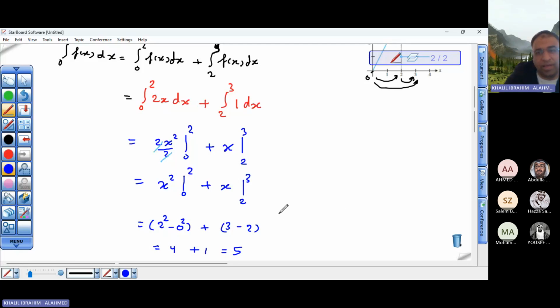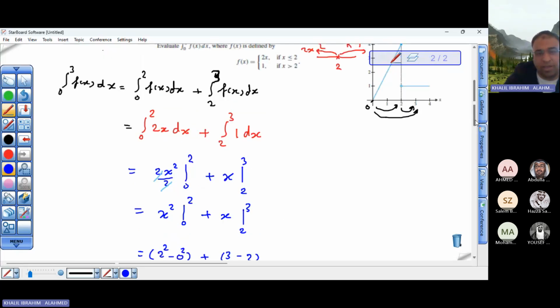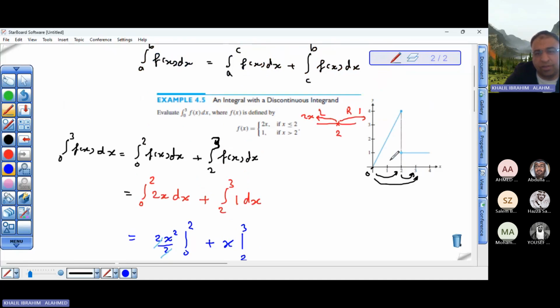This is the area under the curve of the integration from 0 to 3. From 0 to 3, I shaded the area here, as you see. I will shade the area here. Okay, this is the first step. This is the area here.